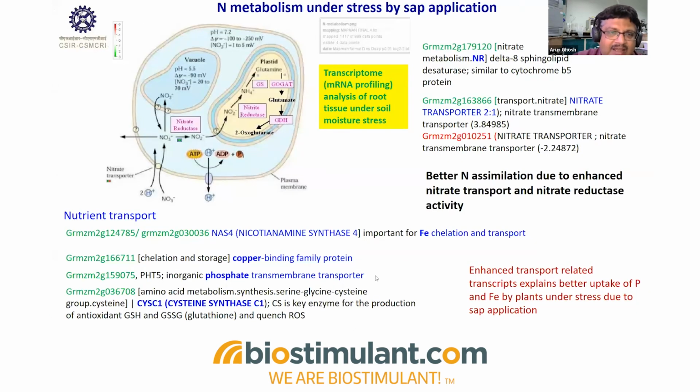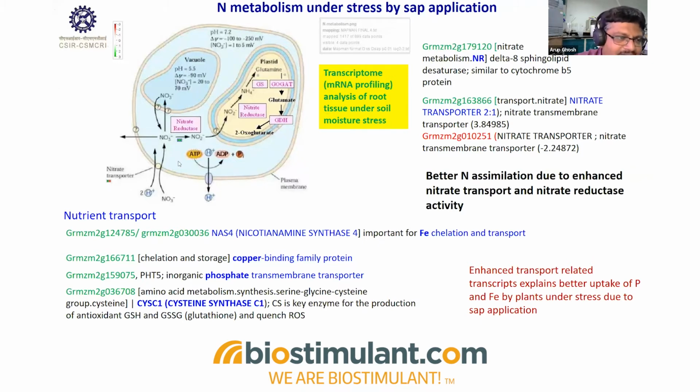So by transcriptome analysis we found, you can see in this picture the green dot, nitrate transporter. So nitrate transporter is a protein that is there in the cell membrane of the root cell. So the overexpression of this, or upregulation of this, helps to take the nitrogen from the soil into the plant roots in a more efficient manner.